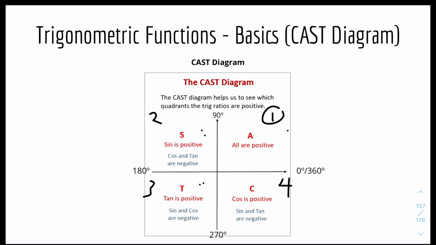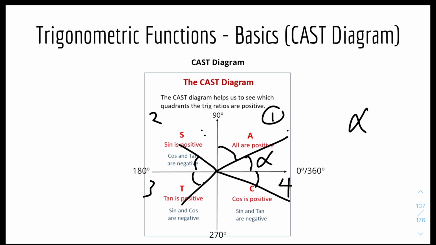The CAST diagram will be quite useful to determine the basic angle, alpha. Let's say this right here is the alpha angle, the basic angle. The basic angle alpha only extends from the x-axis. So this could be alpha, this could be a basic angle, but this is not a basic angle.